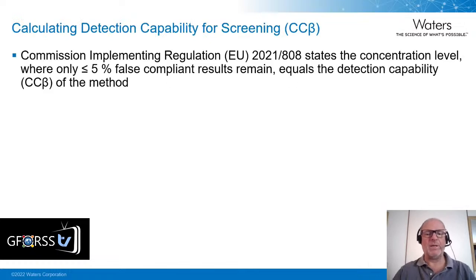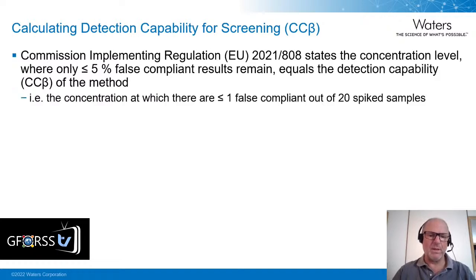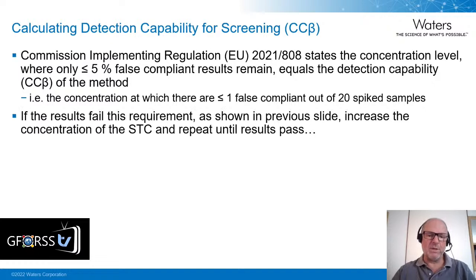Commission Implementing Regulation 2021/808 states that the concentration level, i.e. the STC, where only less than or equal to 5% false compliant results, or false negative results, remain, equals the detection capability CC-beta of the method. In our case, we had 20 spike samples, so the concentration is that at which there are less than or equal to one false compliant result out of those 20 samples. If the results fail this requirement, as we saw in the previous slide, then we need to go back and increase the concentration of the STC and repeat the experiment until the result passes.